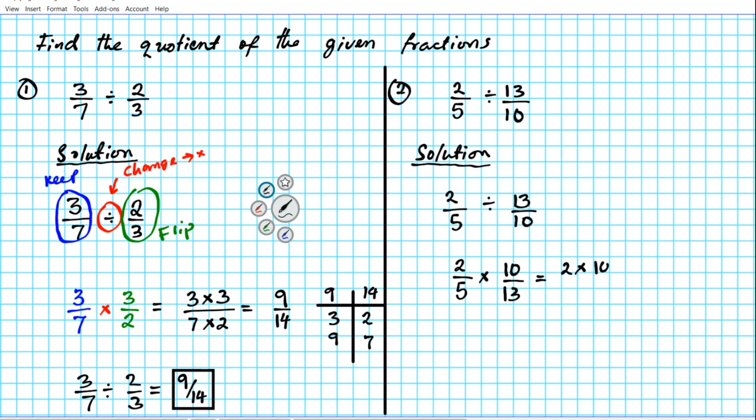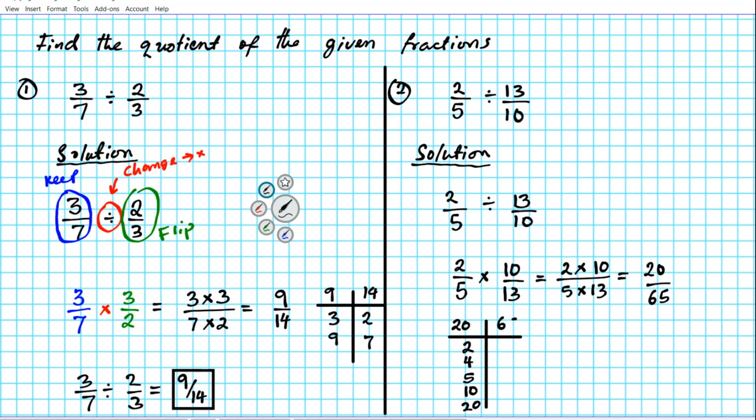Numerator times numerator, 2 times 10, over denominator times denominator. 2 times 10 is 20. 5 times 13 is 50 plus 15, which is 65. Now, are there any common factors that we can use to reduce this fraction? Let's go ahead and list out the factors of both of them, see if there are any common factors that we can divide out by. Start with the smaller one. What goes into 20? 2, 4, 5, 10, and 20.